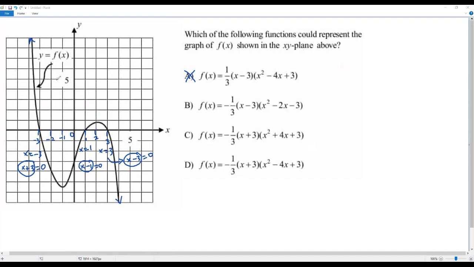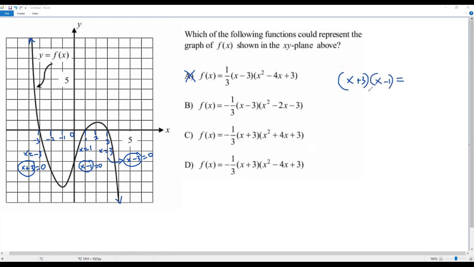Okay, now let me go to answer choice B. In answer choice B, I find x + 3 as a linear factor. Then the product of this linear factor x + 3 and this x - 1 must be equal to the quadratic factor x squared - 2x - 3. Okay, now let me multiply this x + 3 and x - 1 over here.